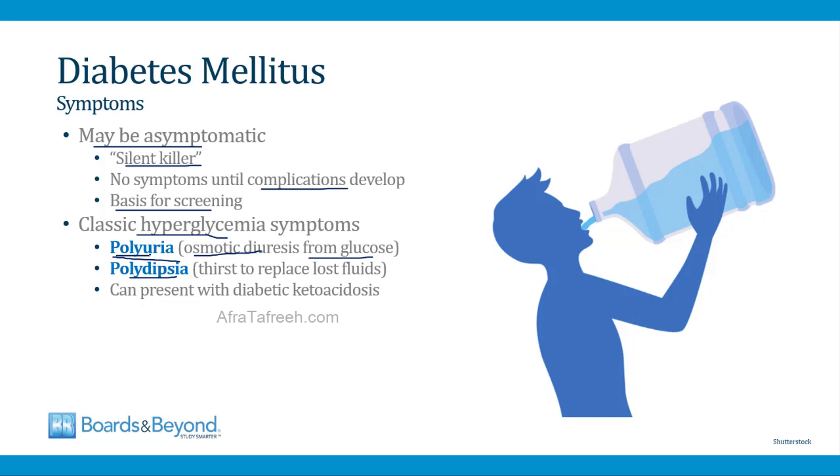And then because patients are urinating frequently and losing free water in the urine, they will become thirsty, wanting to replace those lost fluids. And so patients with diabetes who have hyperglycemia can also complain of being thirsty all the time, in addition to complaining of frequent urination. And then lastly, in another video I talk about diabetic ketoacidosis, which is a life-threatening condition that can develop from hyperglycemia. And this is another way that diabetes sometimes presents when the blood sugar levels get very, very high.